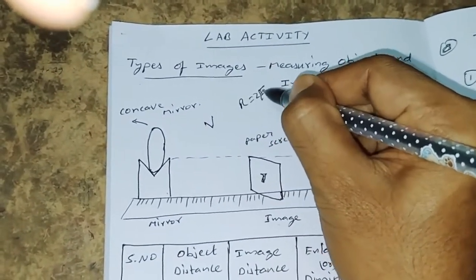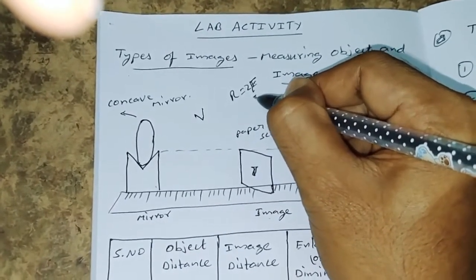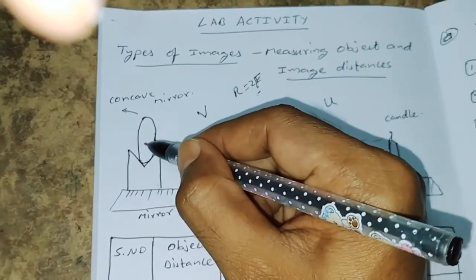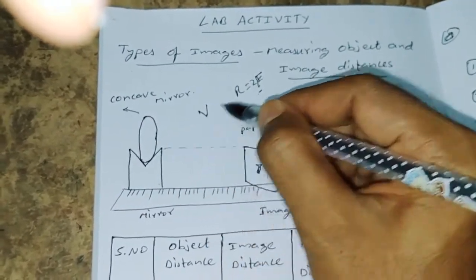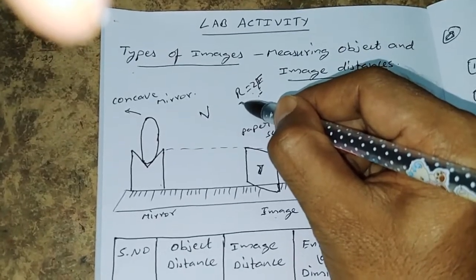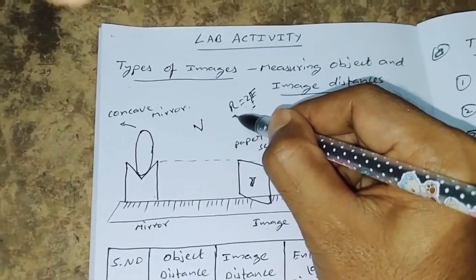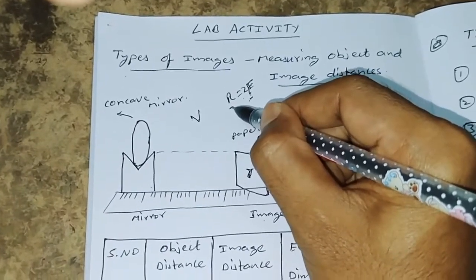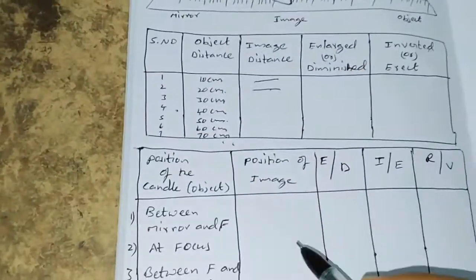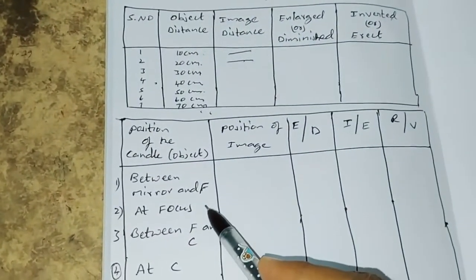For example, if you know the focus value, for example, the focal length of this concave mirror is 20 centimeters, then 2 into 20 equals 40 centimeters. So that 40 centimeters is the position of the center of curvature. Okay, so like this you can rearrange this table, in this format also.